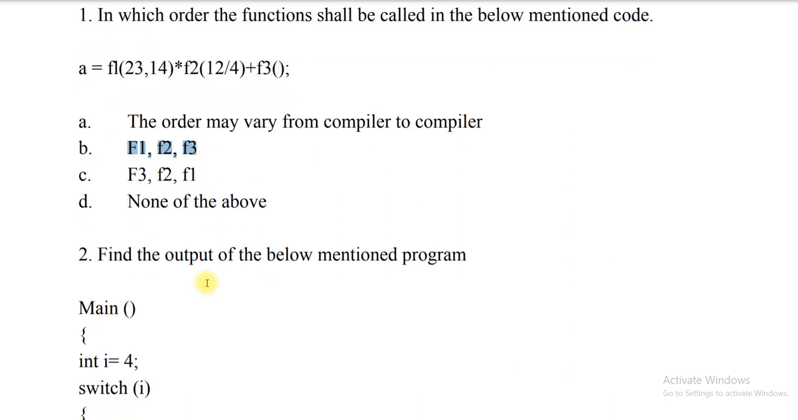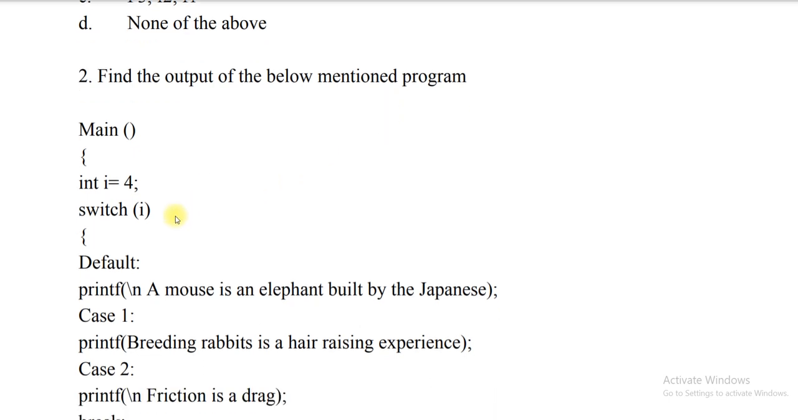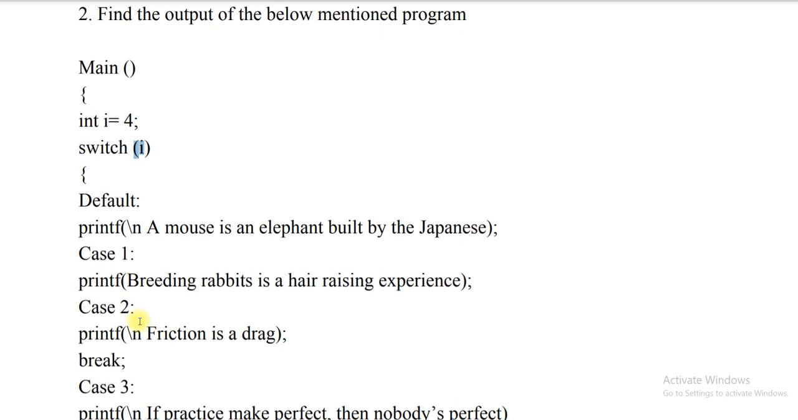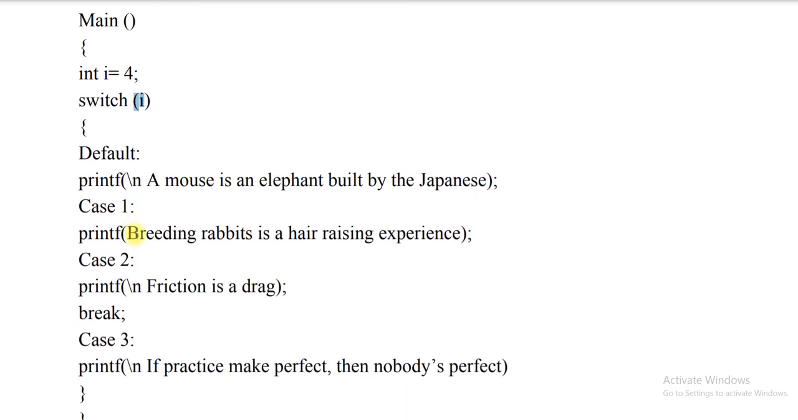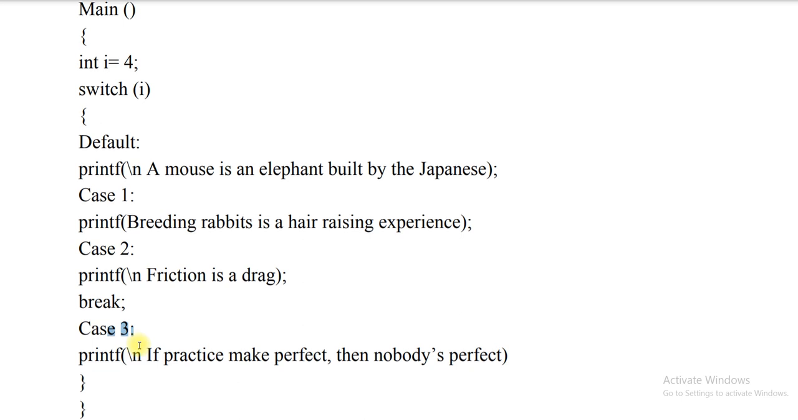Coming to the second question: find the output of the below mentioned program. So guys, this is pseudocode. Main, int i equals 4, switch i. Switch is used to take a numeric value, right? So 4 is numeric, and it will go and check the cases: case 1, case 2, and case 3. There is no case 4 matching, so it will go for default.